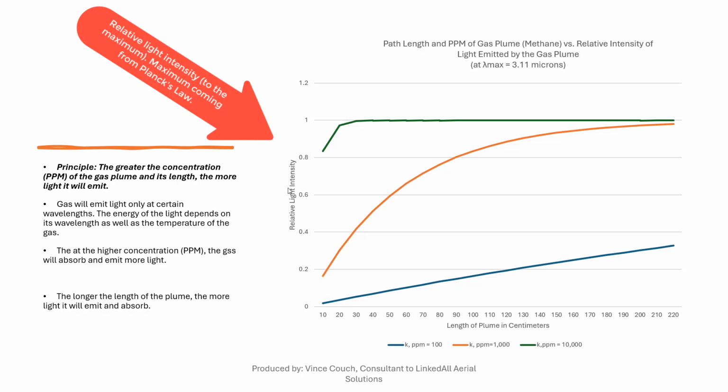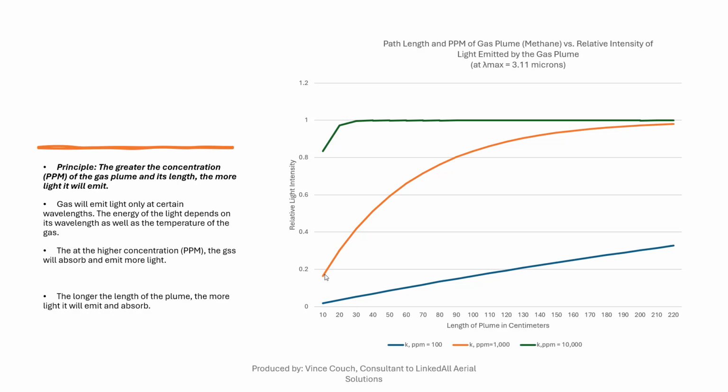Okay, so this is relative light intensity. At length 0 it is 0, right? If I had 0 on the graph, these would all be 0. So even at 10 centimeters, the really high concentration is emitting 0.8. Its relative light intensity is 0.8. 1 would be the maximum that it could be. So 0.8 after 10 centimeters. That's the depth of the plume.